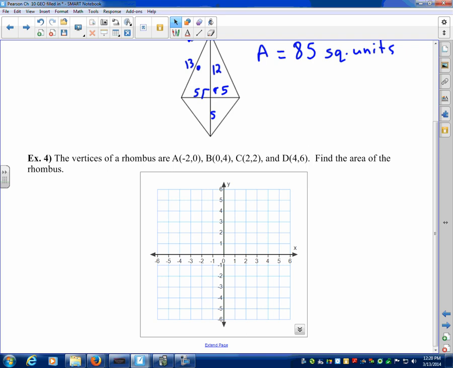All right, number 4. Go ahead and plot this rhombus. I'm going to see you plotting this rhombus here. Number 4, you're on the wrong page. Plot the rhombus, and then I'll tell you what I want you to do after that.